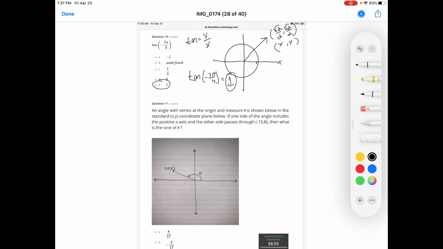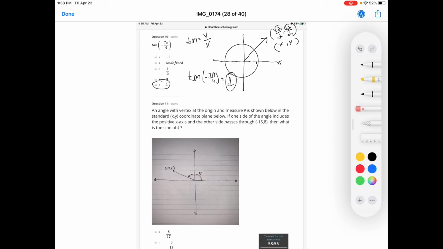If it's in the first quadrant, tangent will be positive. Also in the third quadrant, tangent would be positive because you do a negative divided by a negative. If it's in the second quadrant, you're doing a positive divided by a negative, which would be negative 1. If it's in the fourth quadrant, you're doing a negative divided by a positive, and that would also give you negative 1. So be aware of that. Tangent or cotangent would be 1 or negative 1, just depending on what quadrant it's in.